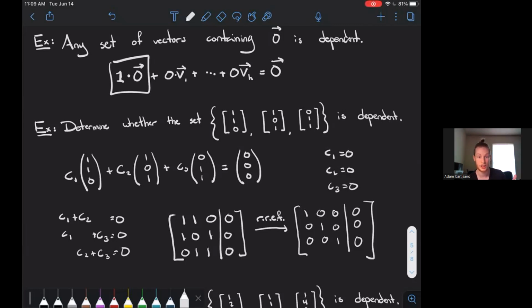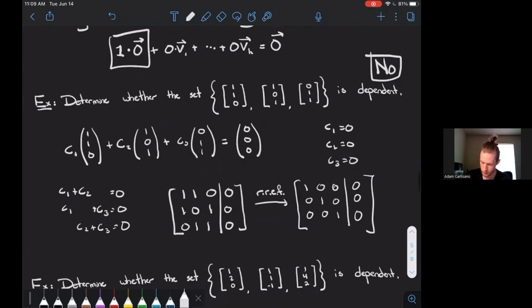Let me say it less directly. The system does not form a dependent set, right? Because to form a dependent set, you have to find 3 scalars, C1, C2, C3, which are not all 0, that can be used to make the 0 vector. Well, that's impossible because this is the only solution to that system of linear equations. So is it dependent? No.